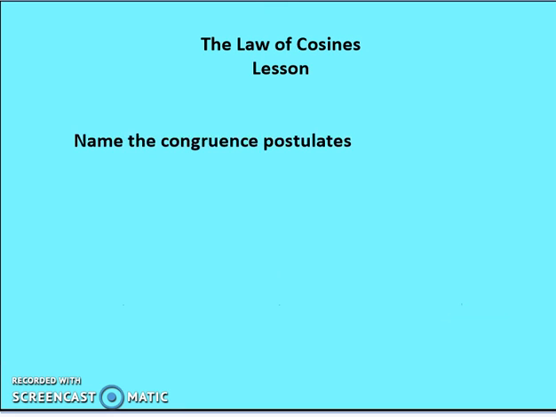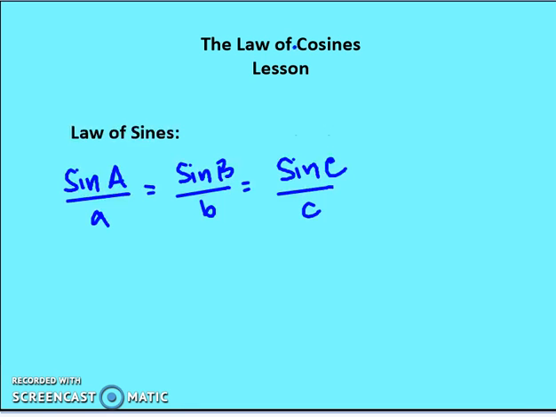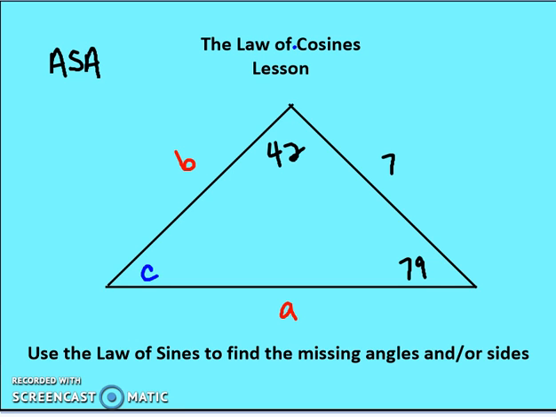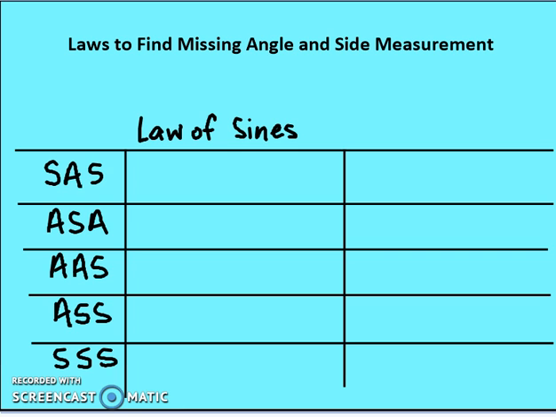Let's go back and talk about the congruence postulates. We talked about this before with the law of sines. By the way, the law of sines is sine A over a equals sine B over b, where the lowercase b is the length and the uppercase B is the angle. Take a look at this table and create it. I'll give you a moment to pause. Put the law of sines in the left-hand column, the law of cosines in the right-hand column, and then the 5 congruence postulates that we talked about.